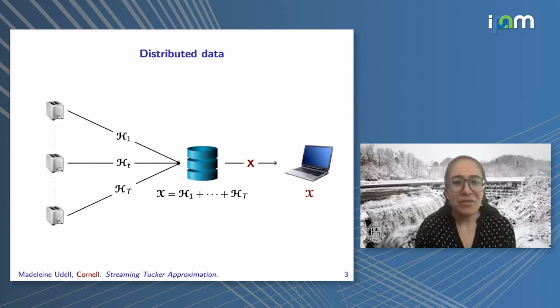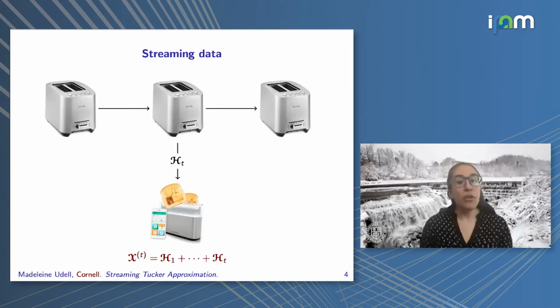Okay, second scenario. Let's imagine I've got distributed data. Now I'm in a setting where I've got a bunch of different toasters, each generating slices of my tensor. Again, I'm going to collect them all onto a database, and I'd like to analyze them on my computer. I'm still in trouble because I don't want to send that data to my computer or store it on my computer.